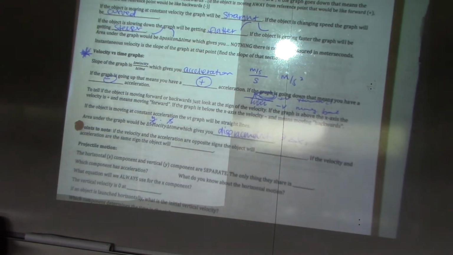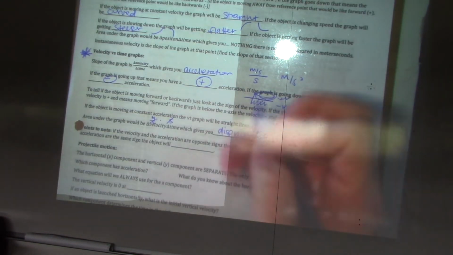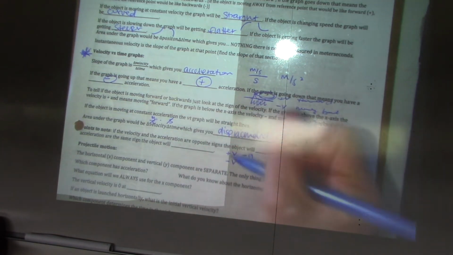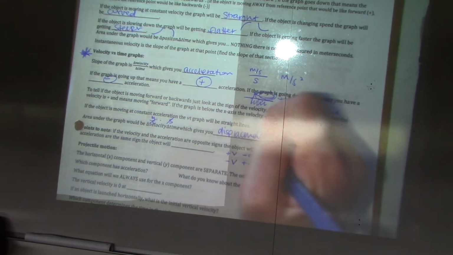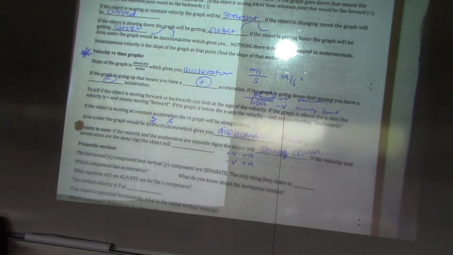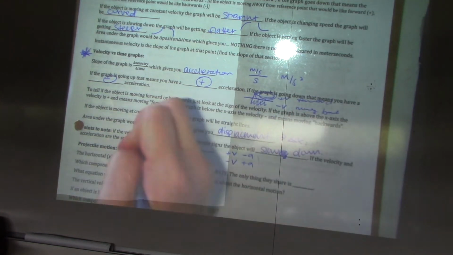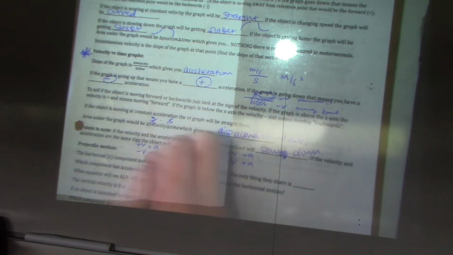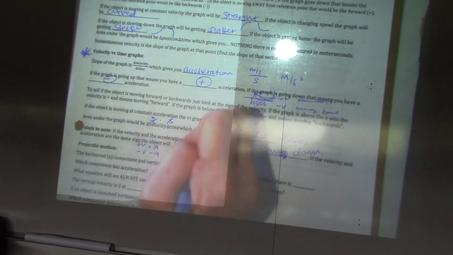Points to note: if your velocity and your acceleration are opposite signs, so if I have positive velocity and negative acceleration, or negative velocity and positive acceleration, both of these cases, because these are in opposite directions, that means your object will slow down. If the velocity and acceleration are the same signs, so positive velocity, positive acceleration, or negative velocity, negative acceleration, that means that your object will speed up, get faster.